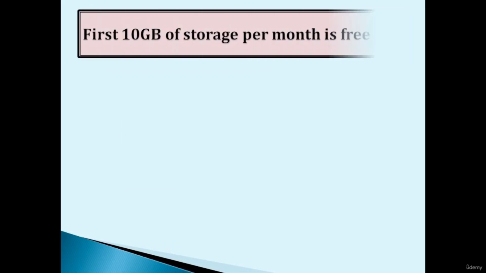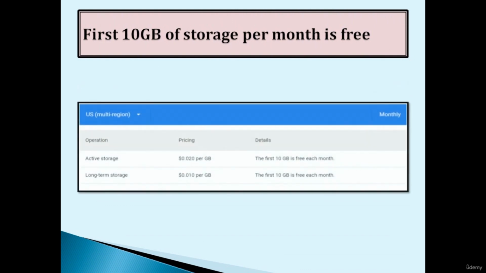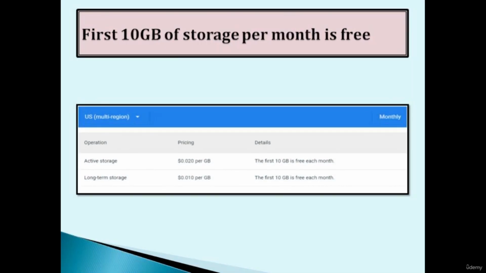Here you can see the first 10 GB of storage per month is free, and the operation you can select, like if it's active storage or long-term storage, then pricing is given per GB. You can see for active storage it is $0.02 per GB, and for long-term storage it is $0.01 per GB, that is 50% of 0.02.